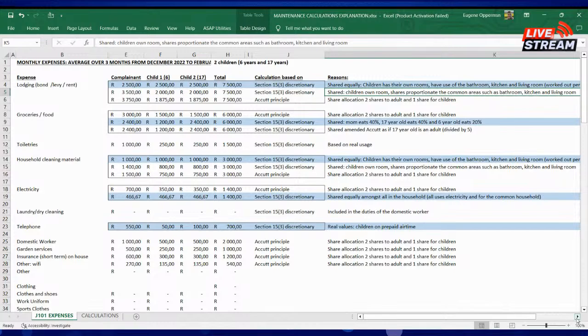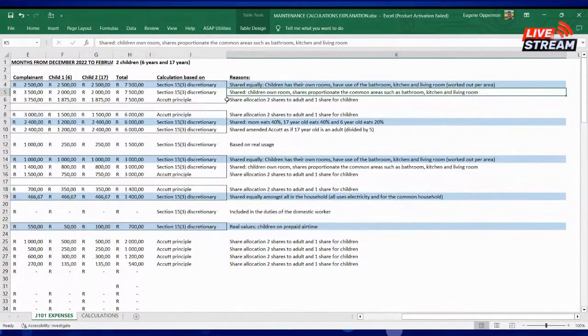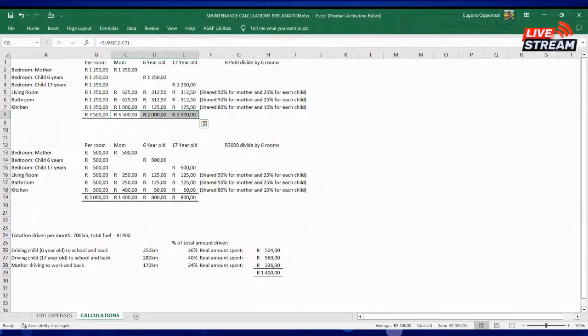And I've seen that, and I've worked with that quite a lot, is where the children obviously have their own rooms, but then they only share proportionately in the common areas, such as the bathroom, the kitchen, or the living room. So I've done that simple calculation here. Okay, there we see, the rent is 7,500 Rand, and then we work out there are 6 rooms in the house. So we divide that per room. So each and every room is allocated an amount of 1,250 Rand.